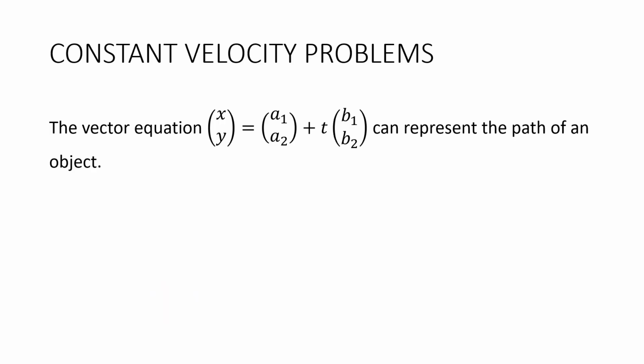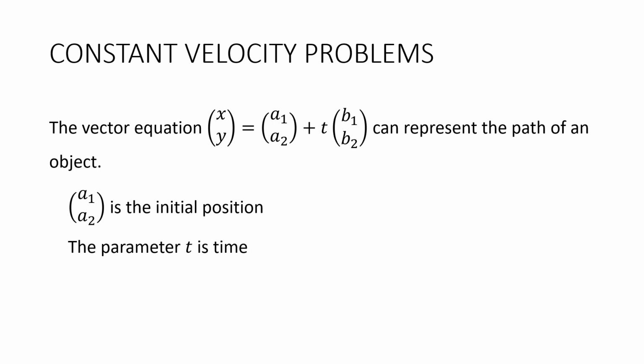Okay, let's move on to constant velocity problems. Now, we've seen the vector equation of a line before. It involves a point that lies on the line, a parameter, and a direction vector. And we can use this vector equation to represent the path of an object. A1, A2 will be the initial position because the parameter t represents time. And the vector B1, B2 is the velocity vector.